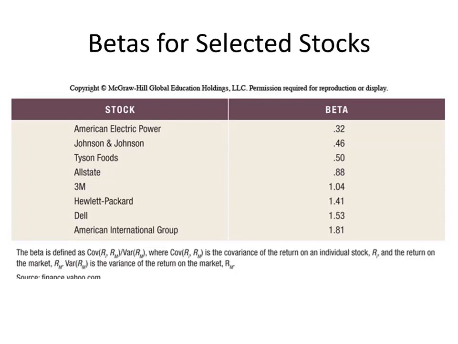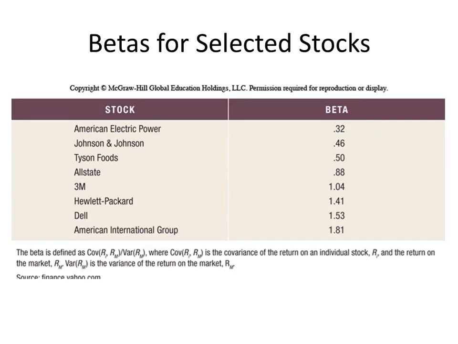Similarly, people do not consume that much less healthcare during bad economic times, nor do they consume that much more during good economic times. And so the beta of Johnson & Johnson is also less than the overall market. And then we have Tyson Foods.